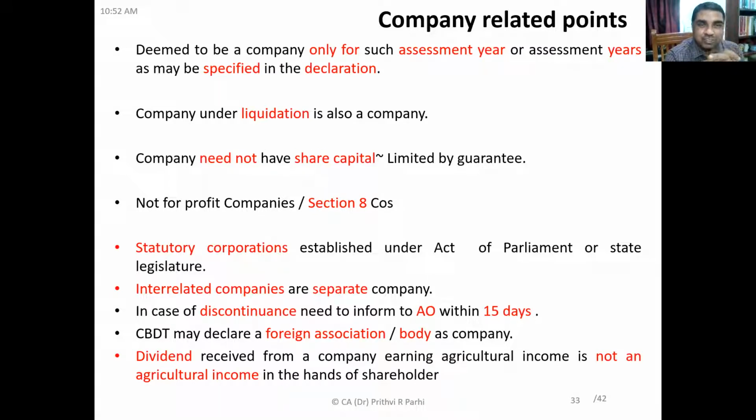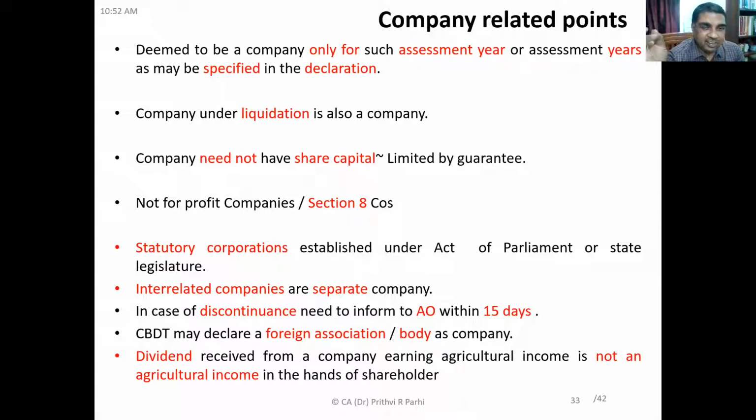A company need not have share capital. There are some companies which are registered without share capital, for example, companies limited by guarantee, and other possibilities are also there. Companies can be registered without share capital also. Those companies are also companies. Non-profit making companies, which are popularly understood as Section 8 companies, registered under Section 8 of the Companies Act, are also companies. Statutory corporations established under an Act of Parliament or state legislature are also companies.